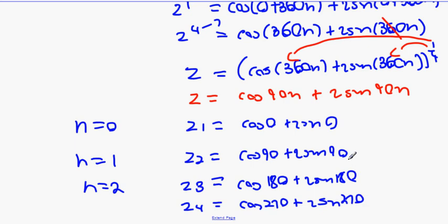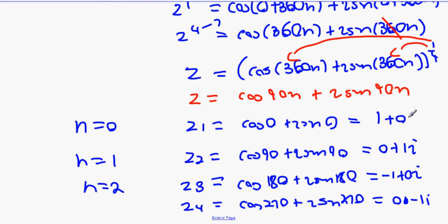You need to put that into the calculator and see what you get. You're going to get 0 plus 1i. Then for this one you get minus 1 plus 0i, and finally for the last one you get 0 minus 1i. And this first one is technically 1 plus 0i.